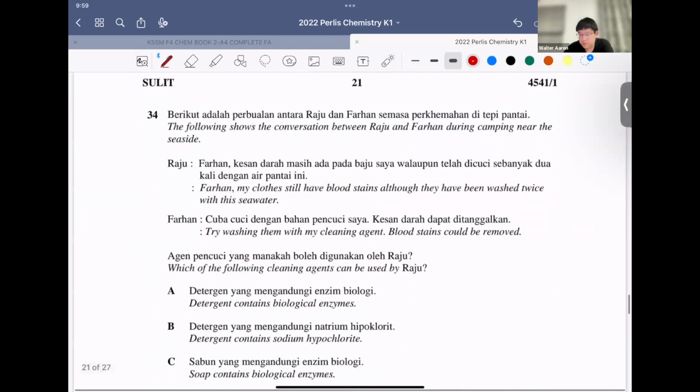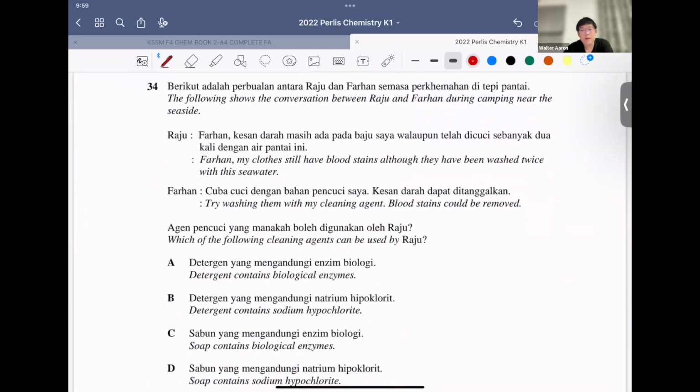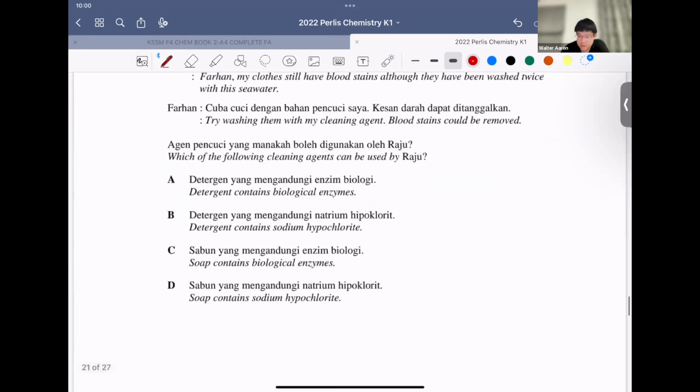34. The following shows a conversation between Raju and Farhan during camping near the seaside. Raju says: my clothes still have blood stains, although they have been washed twice in the seawater. And Farhan says, try washing them with cleaning agent, blood stains could be removed. Which of the following cleaning agents can be used by Raju to determine and see what is the best one to be used to cleanse the clothes?